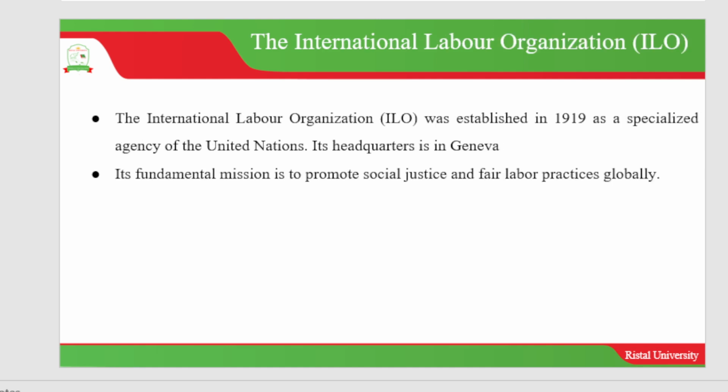So let us look at now the ILO, or the International Labor Organization. The International Labour Organization was established in 1919, that is after the First World War, or World War One. It is a specialized agency of the United Nations, which is headquartered in Geneva, in Switzerland. Its fundamental mission is to promote social justice and fair labor practices globally. Like what I've told you before, all the countries in the world adopted the international labor law, which was developed by the International Labor Organization.